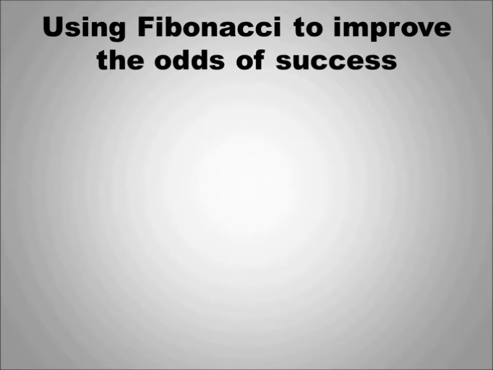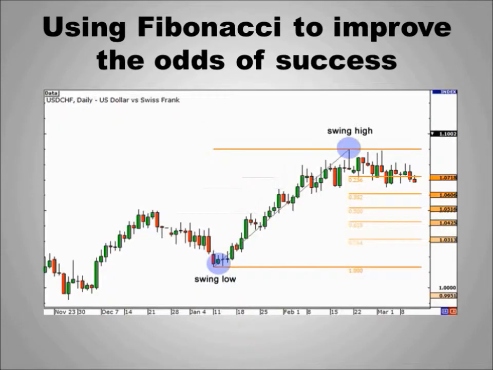Now, using Fibonacci to improve the odds of success. We found our uptrend. We start with the swing low, we have the swing high, and we have our levels of support. And it's a strong trend too. Now, where and when do we enter?